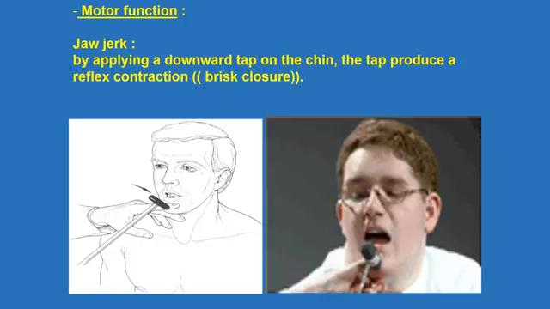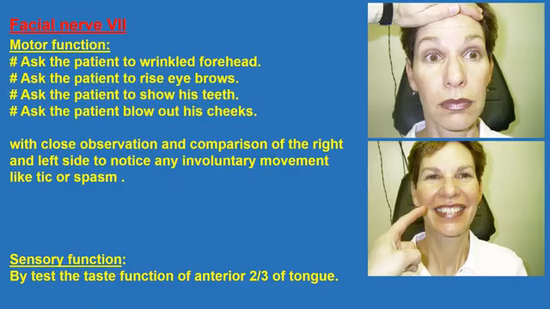To examine the motor function of the trigeminal nerve, we use a jaw jerk test, in which we ask the patient to open his mouth, but relaxed and in a passive way. Then press on the chin by a medical hammer slightly, and in a normal case there should be a reflex contraction, which is called jaw closure. That means when we knock on his chin slightly, the reflex is that the patient closes his mouth.